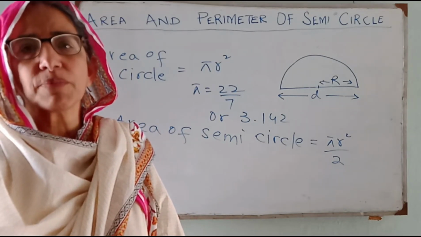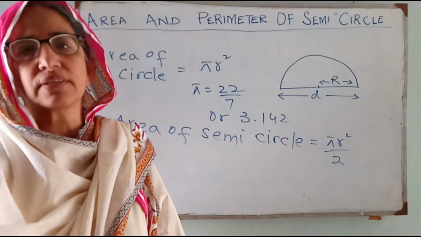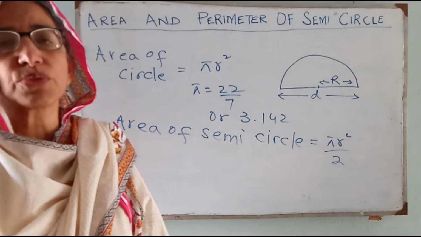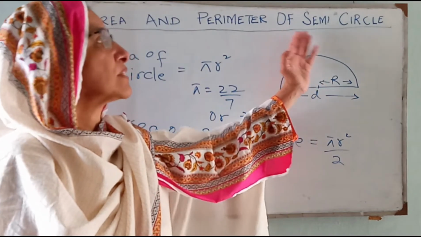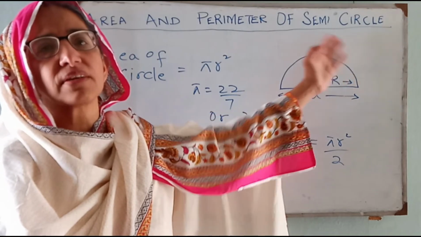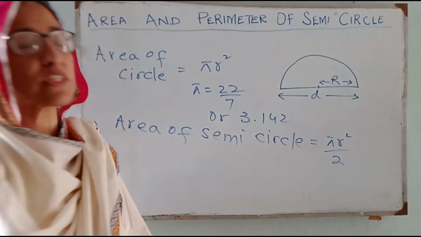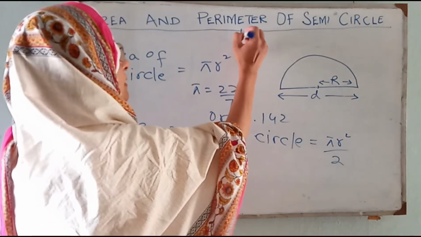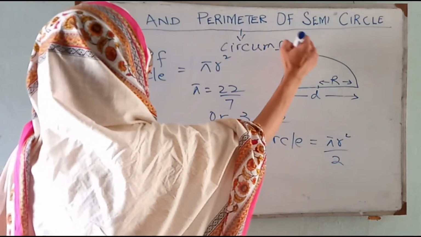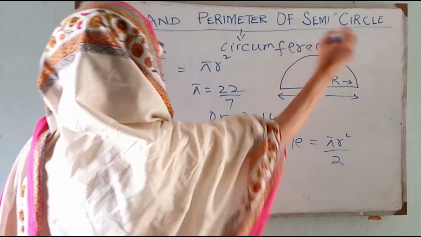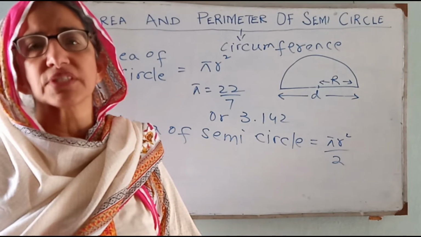Previously we have learned about the area and circumference of the circle. Today we are going to do the area and perimeter of a semicircle. What is the other name of the perimeter? For the circle, it is the circumference, right? So we are going to learn about the area and circumference of a semicircle.